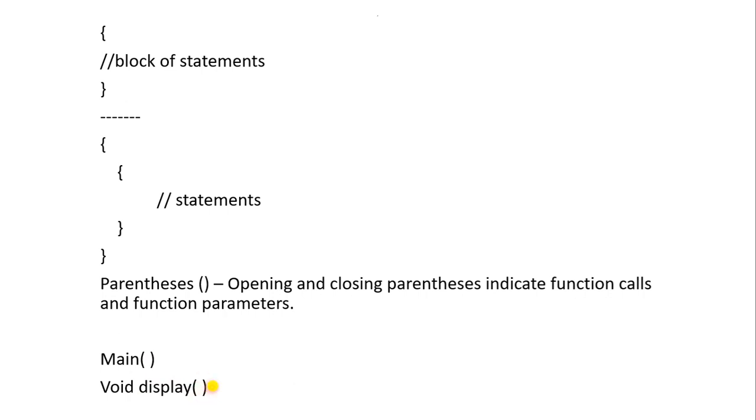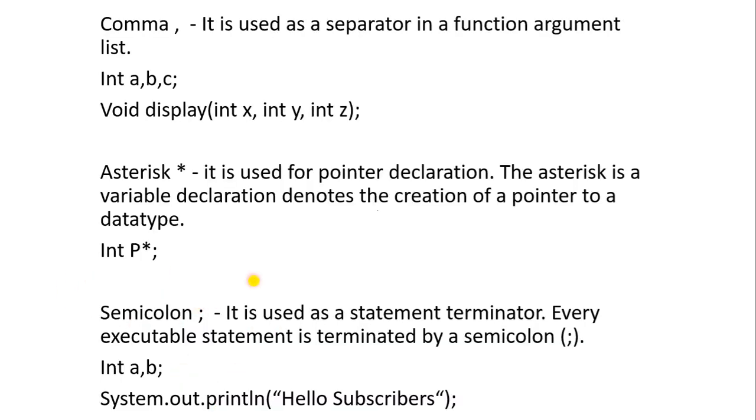So this is where we use parentheses in the Java programming language: while writing the main method or any simple or normal method. Now let's go to another character, that is the comma operator. It is used as a separator in a function argument list, meaning it is used to separate things, to separate the arguments.